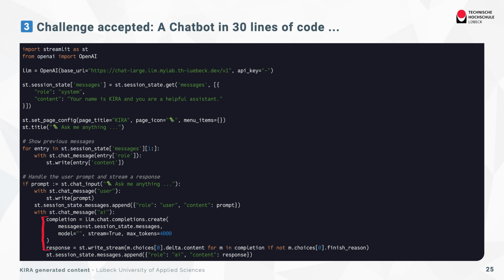And then we just need to replace the standard response with the generated response from a language model. To do this, as in the other examples, we simply call the completions feature using the OpenAI client and then stream the response to the user interface using write_stream. Done. 30 lines of code and your chatbot is running.